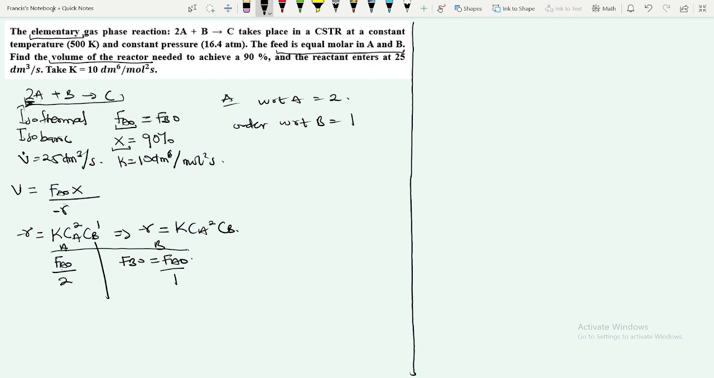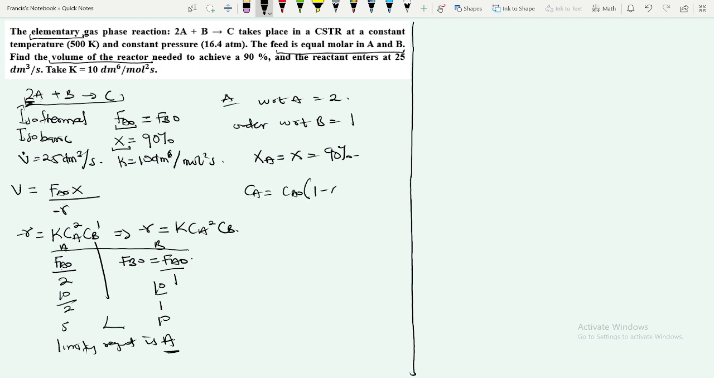So if FA naught was, let's say, 10, when we divide by 2, we get 5 here. And then if it is 10, we divide by 1, we get 10 here. Since 5 is less than 10, our limiting reagent is A. So reactant A is our limiting reagent. Therefore, the conversion of A becomes the overall conversion of the reaction, which is 90%. So after getting that, we have to make good use of the stoichiometric table. Our C_A can be written in the form of C_A naught (1 minus X).